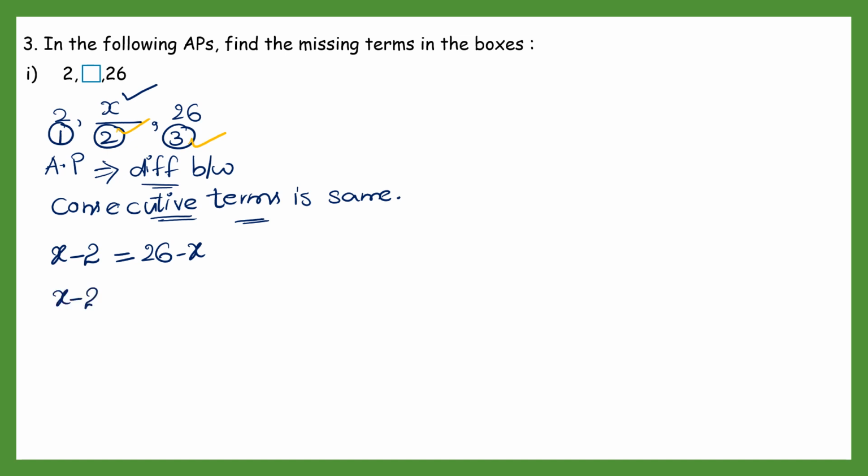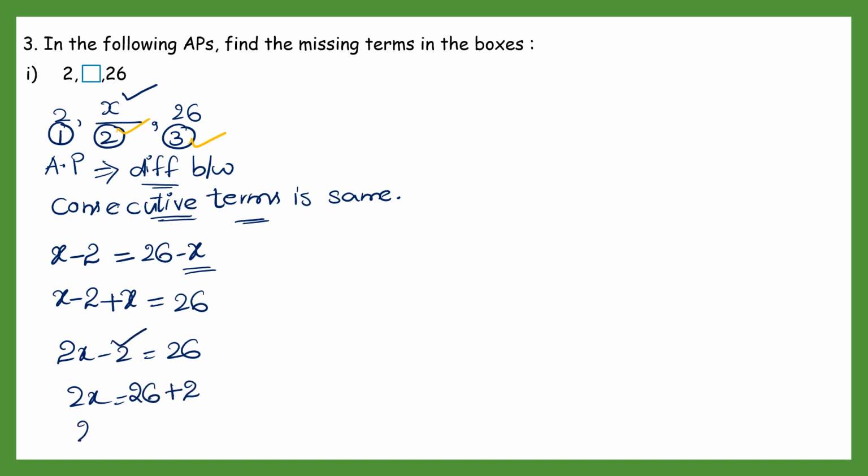x minus 2 is equal to 26 minus x. This minus x on the right side of the equation, if it comes to the left side, will become plus x. So 2x minus 2 is equal to 26. 2x is equal to 26 plus 2, since minus 2 on the left side comes to the right side and becomes plus 2. 2x is equal to 28. That means x is equal to 28 by 2, that is, x is equal to 14. We got the second term. The answer is 14. The missing term is 14.